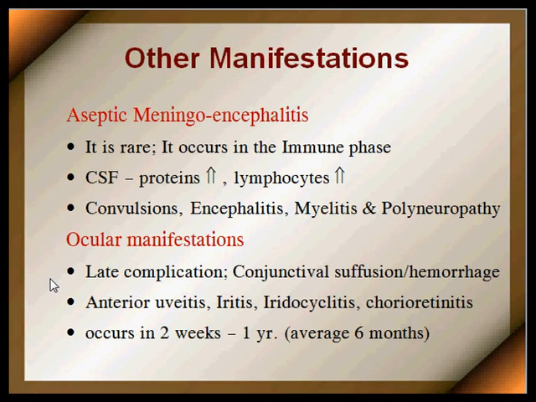The ocular manifestations of leptospirosis are late complications. Conjunctival suffusion, subconjunctival hemorrhage is very common in cases of leptospirosis. Anterior uveitis, iritis, iridocyclitis, chorioretinitis can be seen. It occurs in 2 weeks to 1 year after the onset of clinical illness, and average duration for the ophthalmic manifestation to occur is around 6 months.